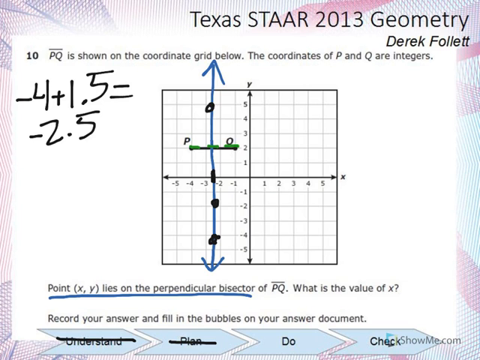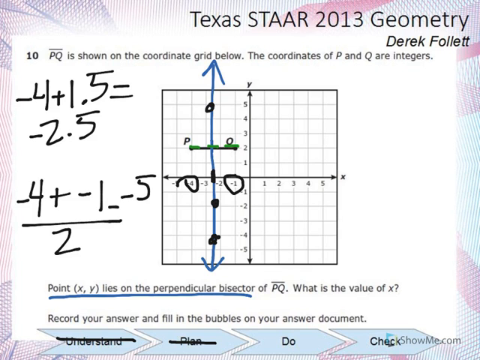We could do -4 plus -1, because the x value of P is -4 and the x value of Q is -1. And divide that by 2. So that would be -5 divided by 2. And that's -2 1/2.